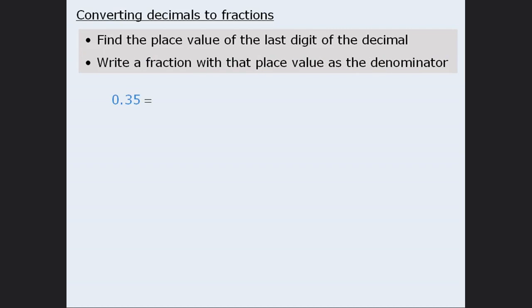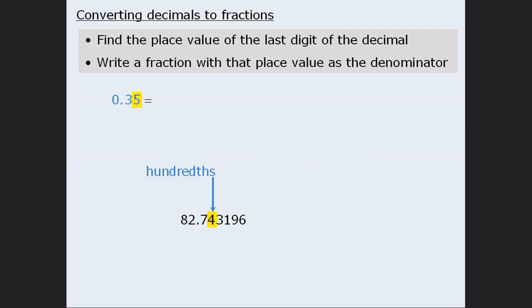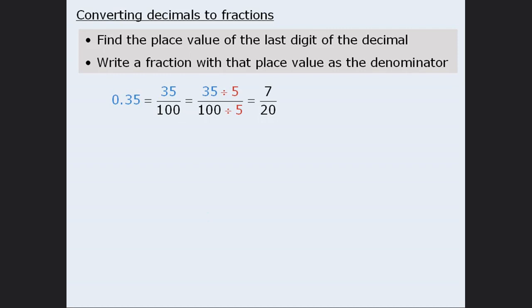To convert 0.35 to a fraction, we first need to find the place value of the last digit, which is 5 here. Well, we can see that 5 is in the 100th position. So at this point, we remove the decimal point and insert the number 35 in the numerator of our fraction. And then we insert the place value in the denominator. So 0.35 is equal to the fraction 35 over 100. At this point, we can simplify the fraction by dividing top and bottom by 5 to get 7 over 20. So the decimal 0.35 is equal to the simplified fraction 7/20.